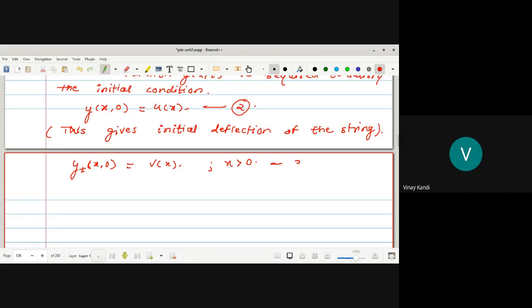Okay, so give it as equation number 3. And write down in the bracket, this gives the initial velocity of the string. Initial velocity of the string. Okay, any doubt up to here? Which one, doubt ahead?